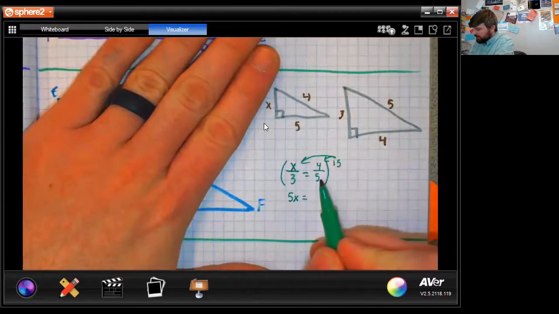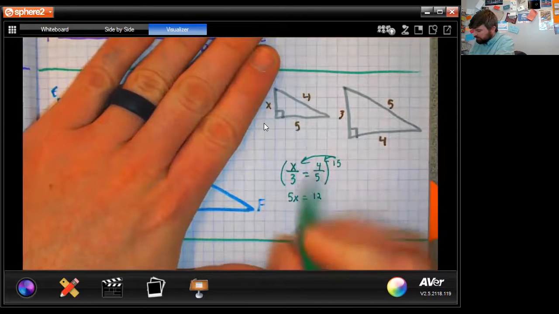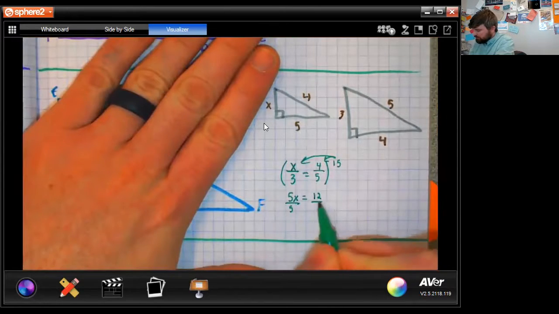15 divided by 5 is 3. 3 times 4 is 12. Then we'll divide by 5. And X equals 12 over 5.